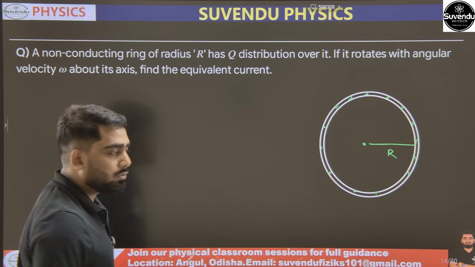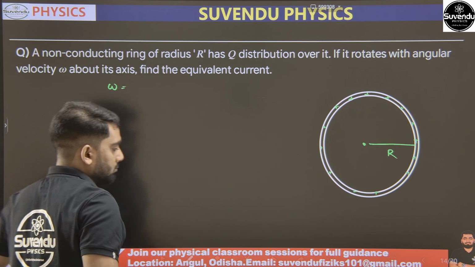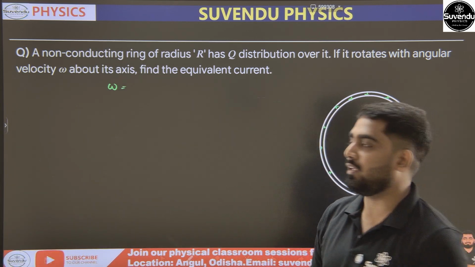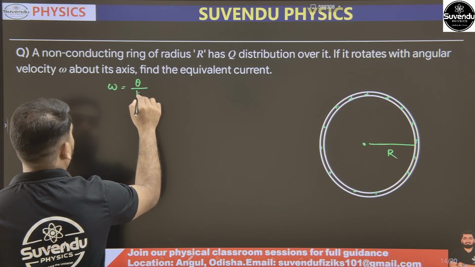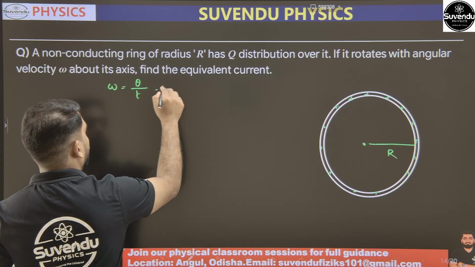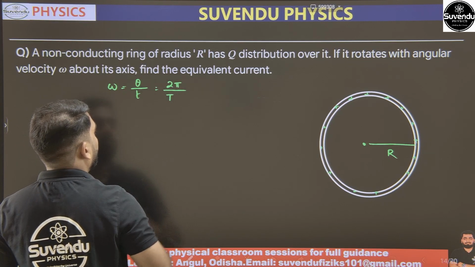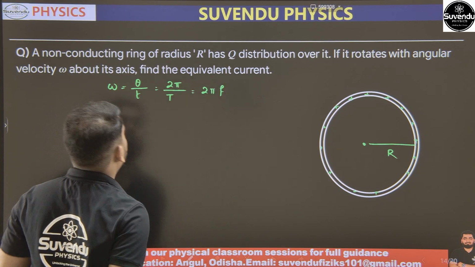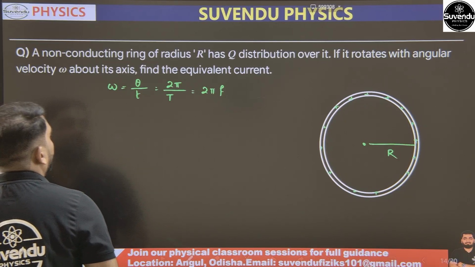So what is the omega formula? Omega, the angular velocity, is equal to angular displacement divided by time. This is class 11 content. In one round the angular displacement will be 2 pi radian and the time taken will be the time period, and 1 by time period is called frequency, so omega is 2 pi f. To find the equivalent current is what it is asking.